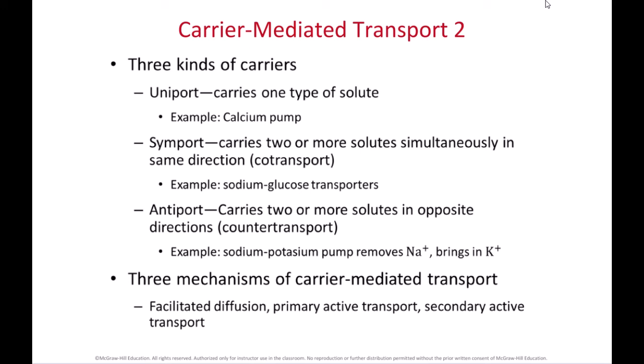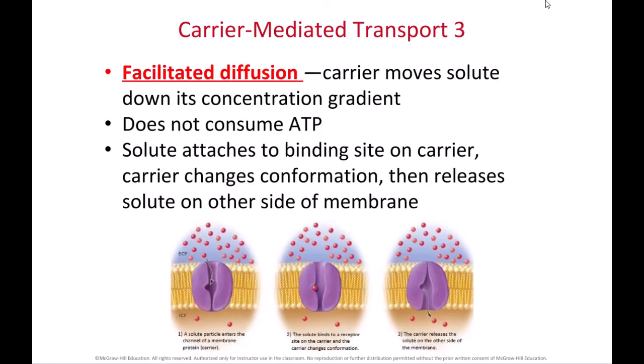Now, these mechanisms can either be passive in that they're facilitated and they don't require ATP, or we can have active transport, primary or secondary active transport. And active transport does require ATP. It does require the input of energy. It moves something against the concentration gradient.